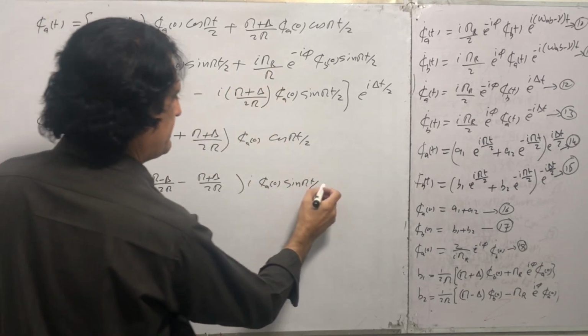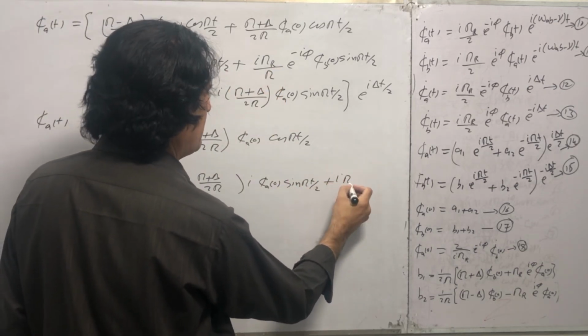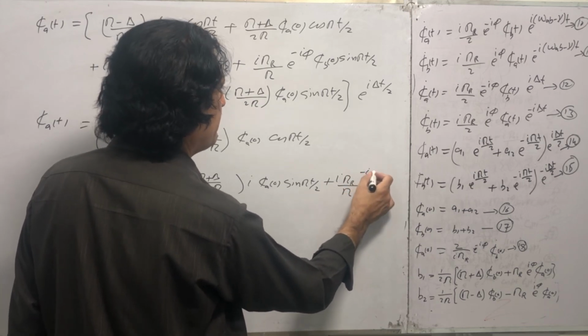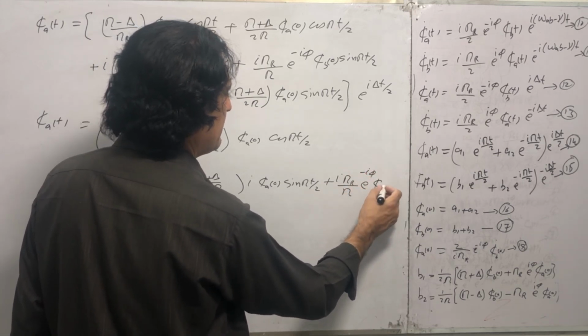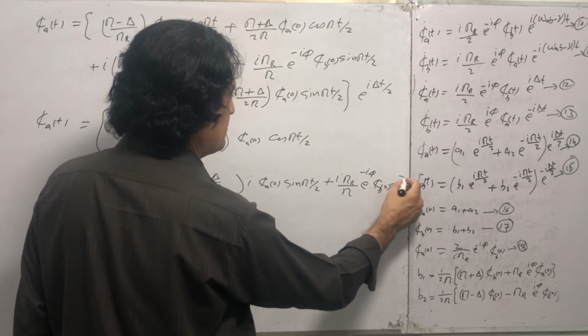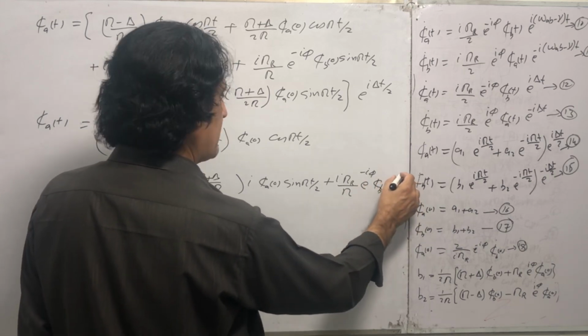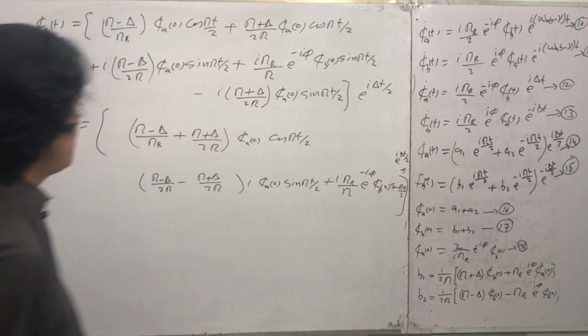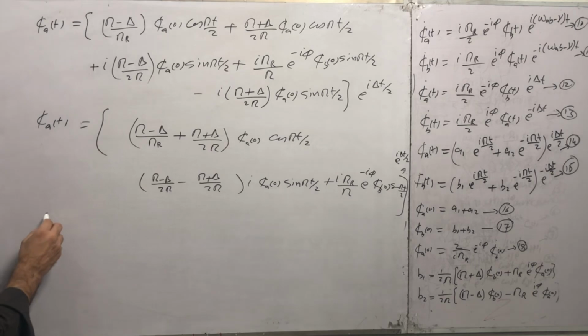In one term we have i Ω_R divided by ω, e to the power minus iφ, C_B(0) and sin(ωt) divided by 2, and also with multiplication e to the power iΔt divided by 2. Take LCM.